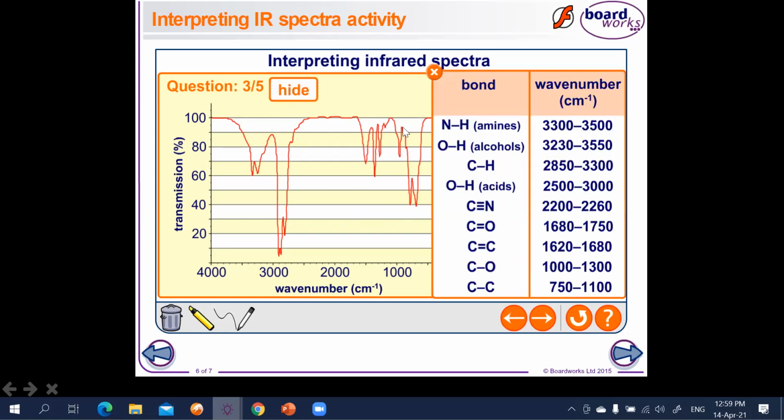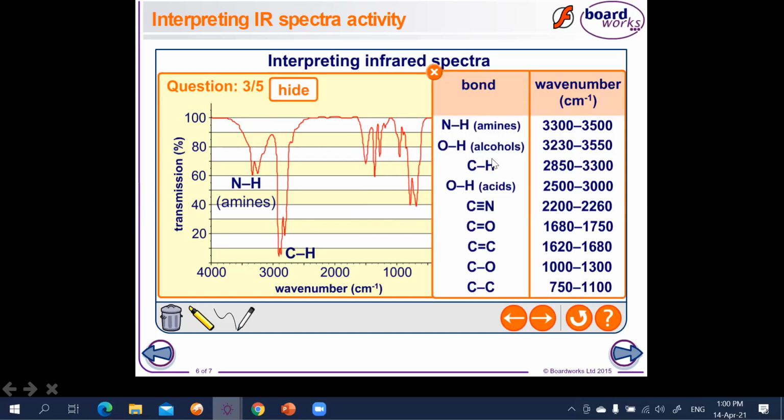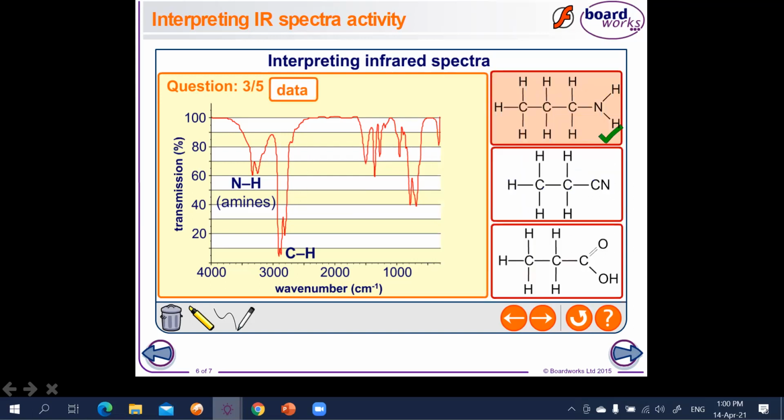Let's see. This is this one. Yeah, 3,300 to 2,500. That's this range. So it's definitely an NH. Okay, it's a terminal nitrogen. So that's an amine group. So we're going to pick this one. Okay, and these are just normal carbon hydrogen stretches. Again, your carbon hydrogen stretches are around in that range. So that's your carbon hydrogen stretches.